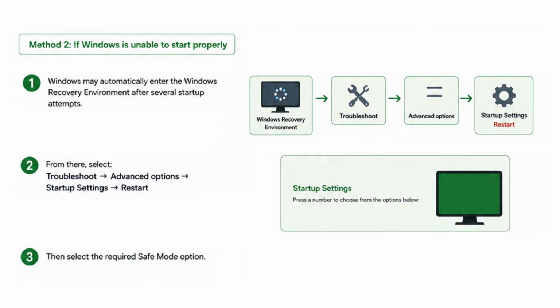The second method is useful when Windows is unable to start properly. In this situation, Windows may automatically enter the Windows recovery environment after several startup attempts. From there, go to Troubleshoot, Advanced Options, Startup Settings, and select Restart. Finally, choose the required safe mode option from the list.